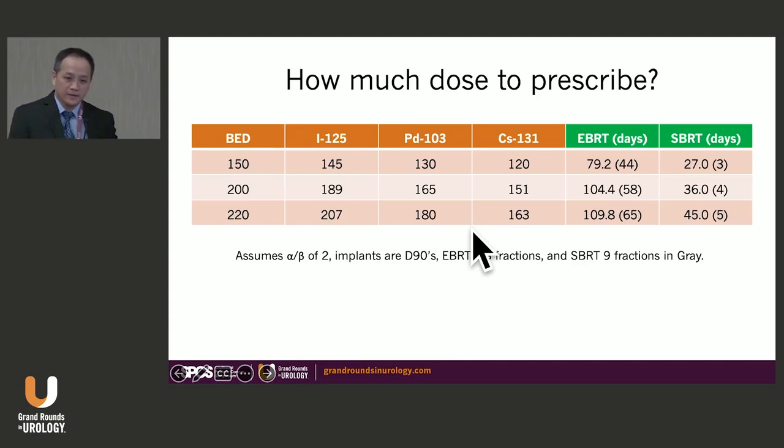So let's come back to this slide. Now we know how we calculate this 220 BED, so we can calculate it for different isotopes. That would be 207, which is the one Dr. Stone used for his focal therapy, the prescription physical dose. And if you choose another isotope, you can use palladium or cesium. It can all be calculated, giving you the different physical doses to prescribe.